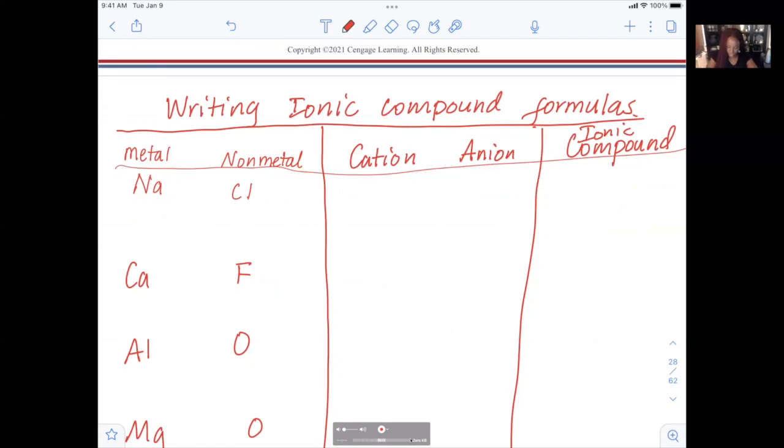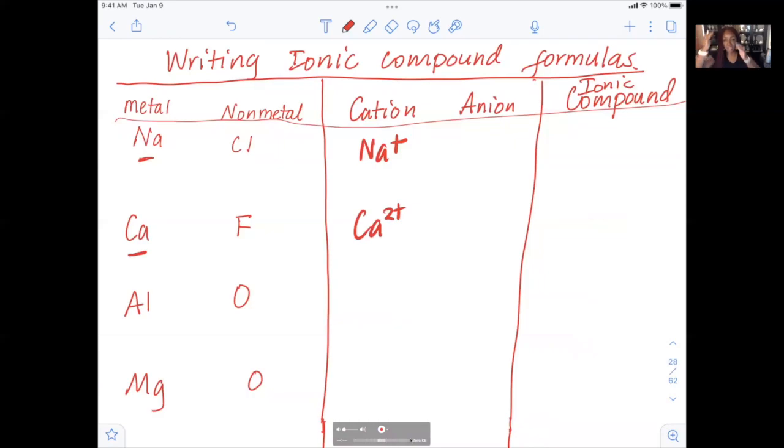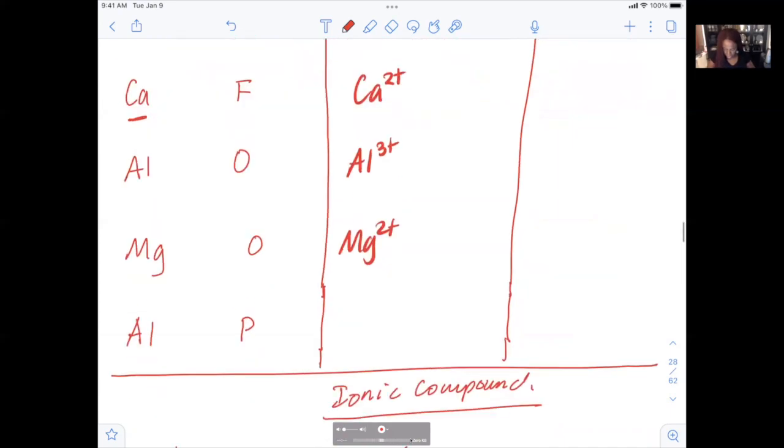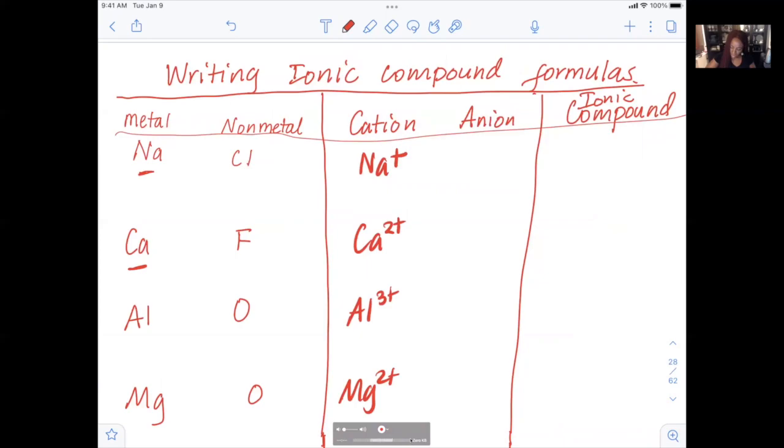For this one here, this metal produces this cation, Na+. This produces this cation, Ca2+. Now remember, the charges of the positive ions correspond with the group number. Aluminum Al3+, magnesium Mg2+, aluminum again, Al3+. It's the same cation, so it's the same charge. These ions have fixed charges, okay? Over here, the anion is negative charge. So I was looking at the cations. Now the anions, once again: group number minus 8 for negative charge.